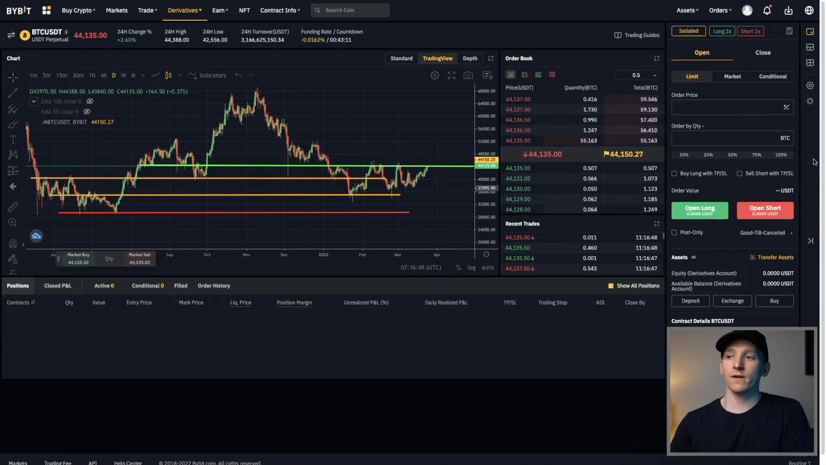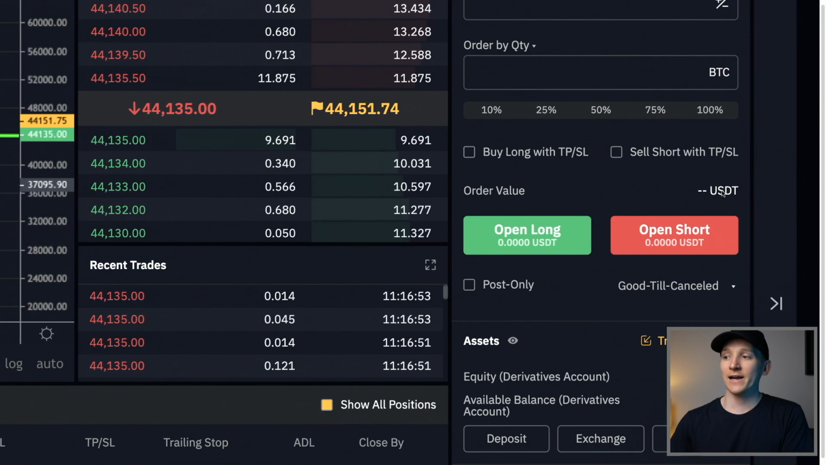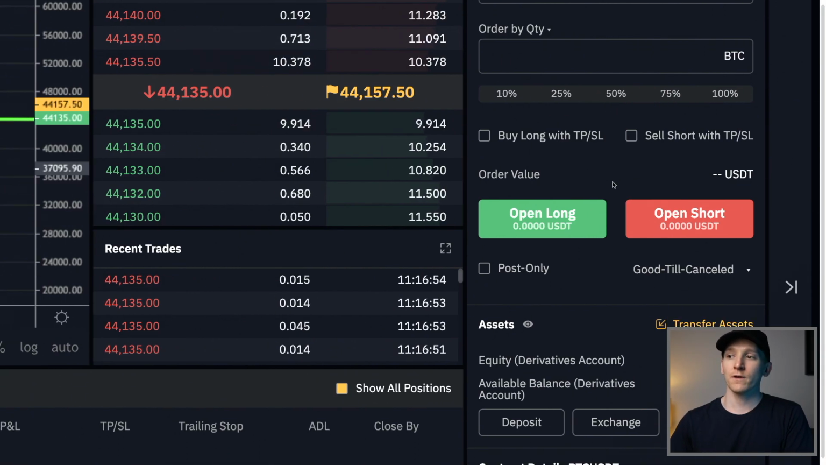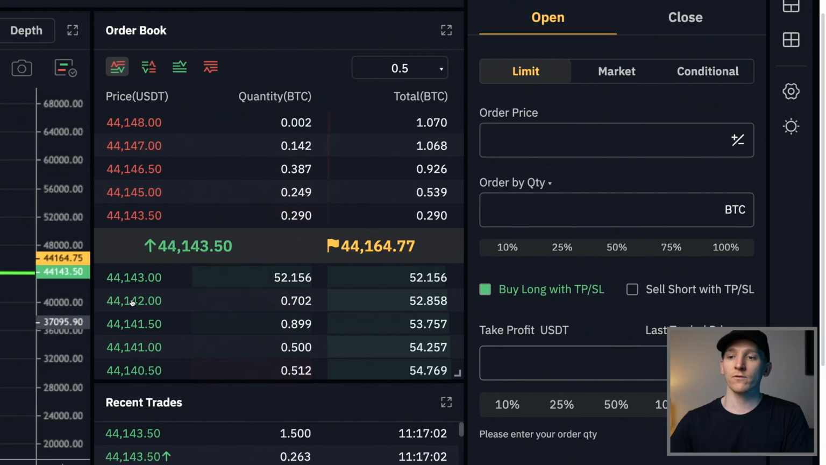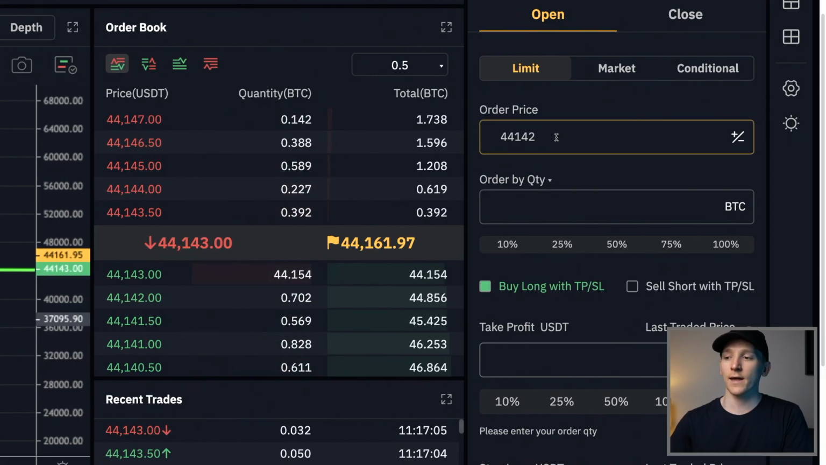The way that you can do this, I'm using Bybit right here, is that you can actually put this in when you're trading futures. You can see buy long with TPSL or sell short with TPSL. So I'm going to click buy long right here. You can see I can put the order price in. That's my order price. That's my limit price. That's the price I want to get in at.